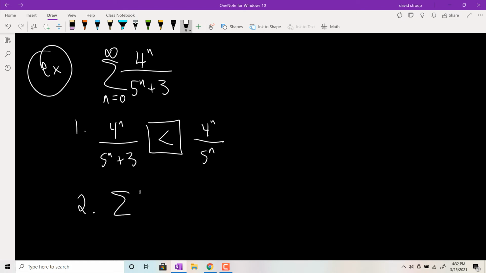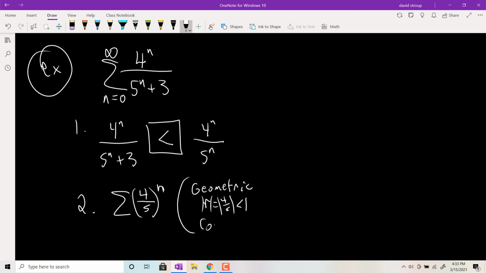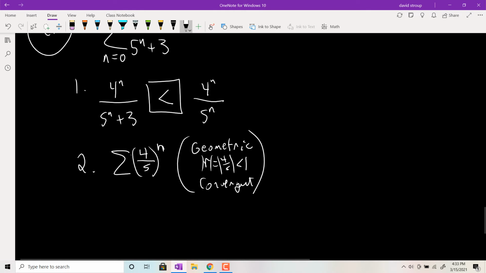Okay. Secondly, the series of 4 to the n over 5 to the n is the same as a series of 4 over 5 to the n, which is, of course, a geometric series. The r value is 4/5. In other words, the absolute value of that is less than 1, hence it's convergent. So you need to tell me that. You need to say what kind of series it is, and whether it's convergent or divergent, and give me evidence to that effect. Then finally, because the guy on top is convergent, it forces the guy on the bottom to converge, so the series of 4 to the n all over 5 to the n plus 3 will converge.